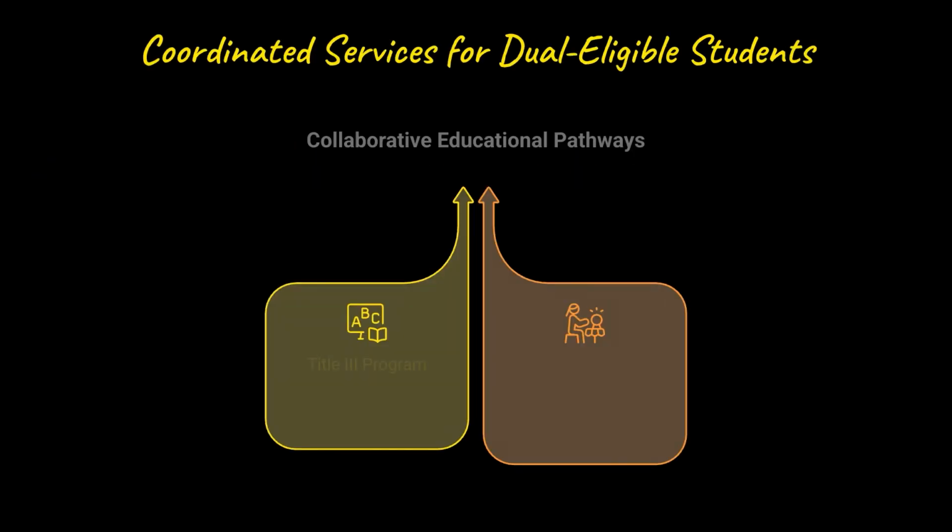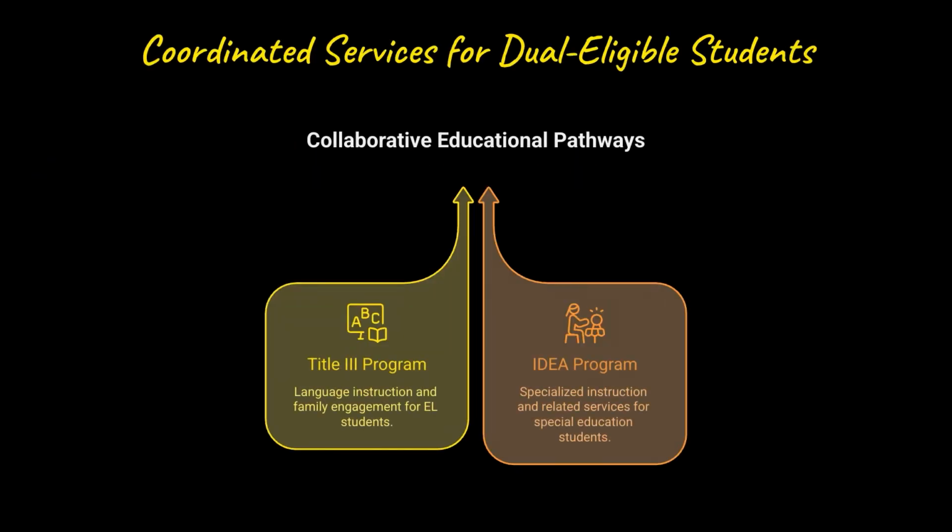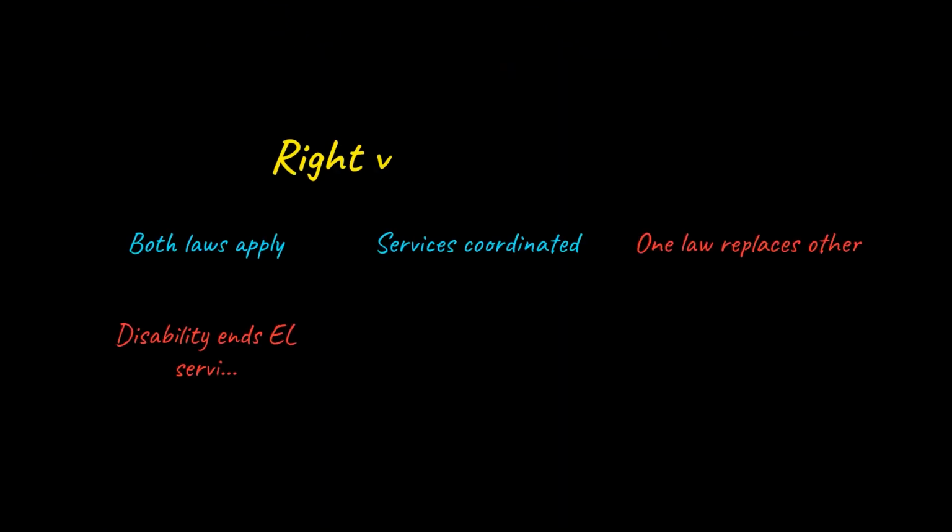When a student qualifies under both, dual eligibility means both sets of services apply. The student does not choose one over the other. In practice, the two programs run in coordination. The English Learner program delivers language acquisition support, while the Special Education program delivers disability-specific instruction and accommodations. Regular team meetings ensure decisions in one area inform the other, so the student receives comprehensive support across both needs.